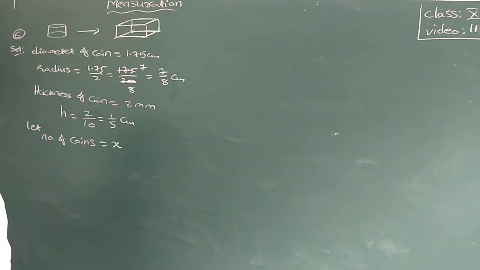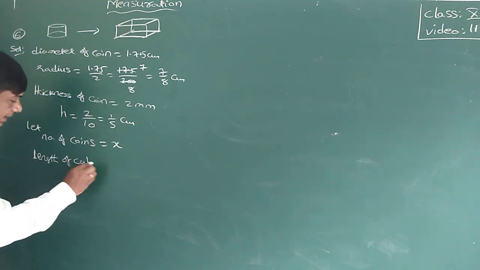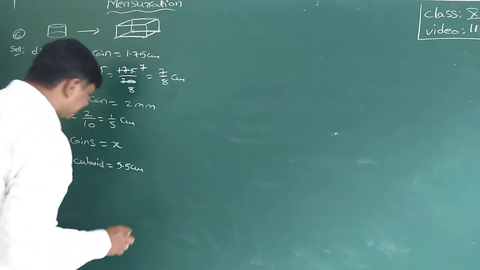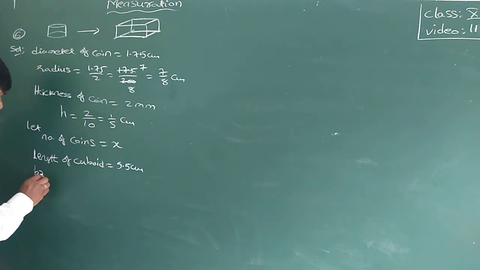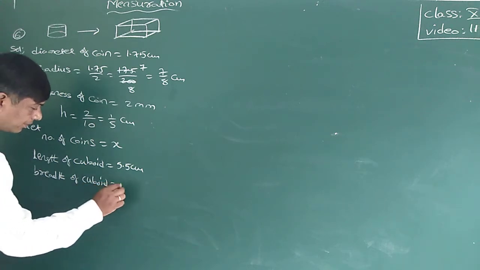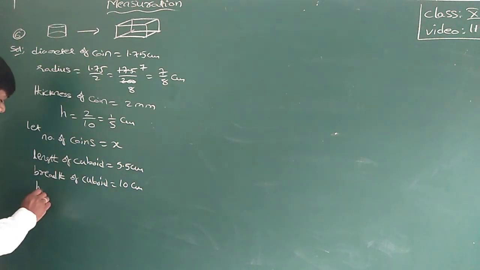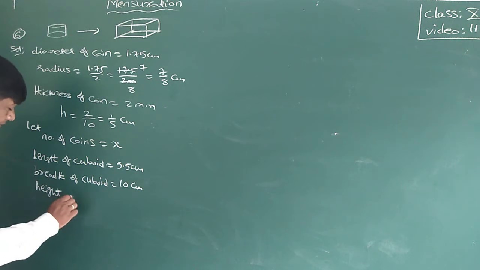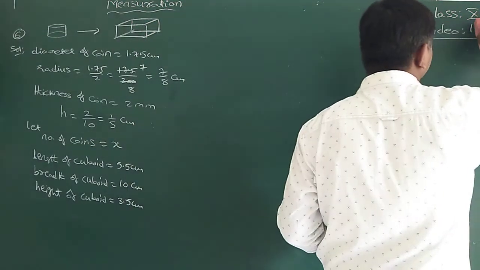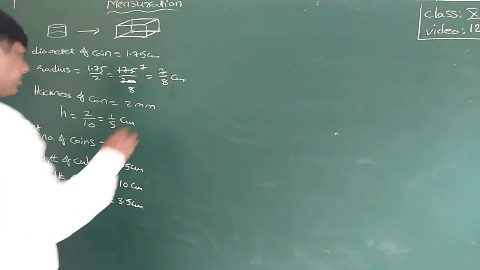Now the cuboid you are making: the length of the cuboid is 5.5 centimeters, the breadth is 10 centimeters, and the height is 3.5 centimeters.